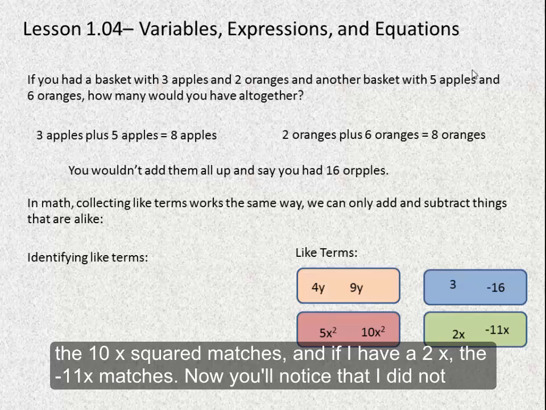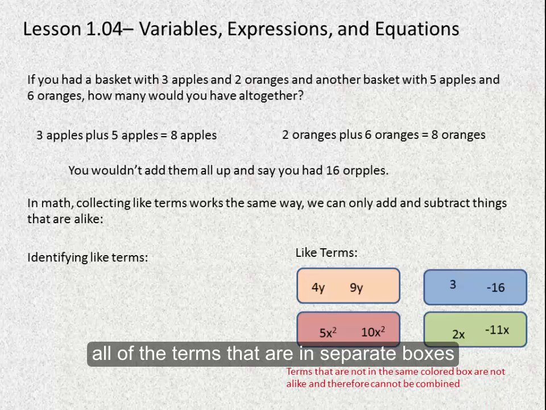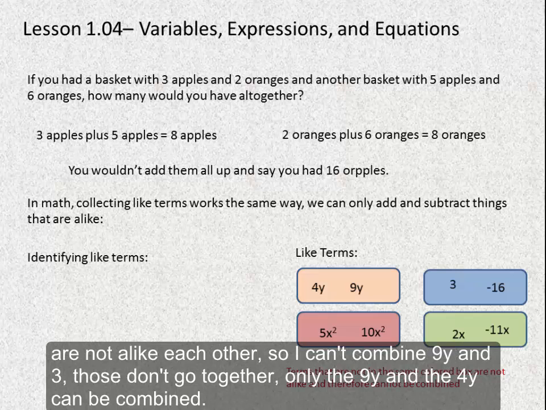Now you'll notice that I did not combine x squared and x. Those don't match. All of the terms that are in separate boxes are not alike each other. So I can't combine 9y and 3. Those don't go together. Only the 9y and the 4y can be combined.